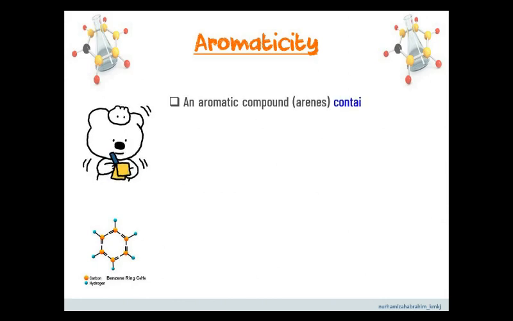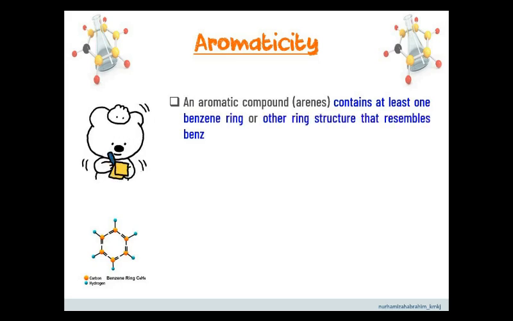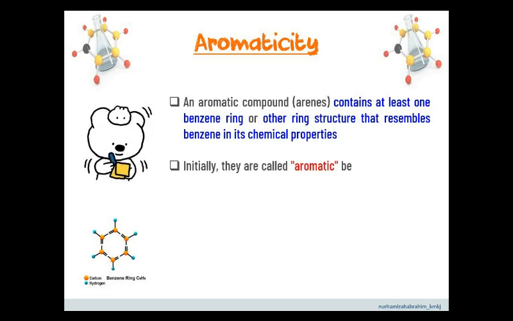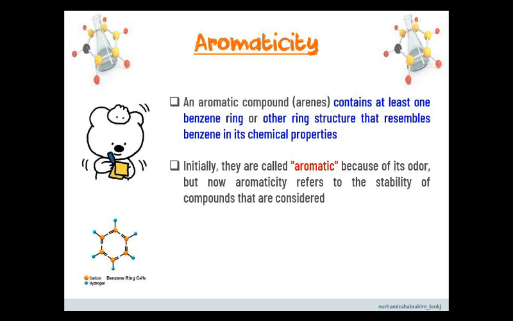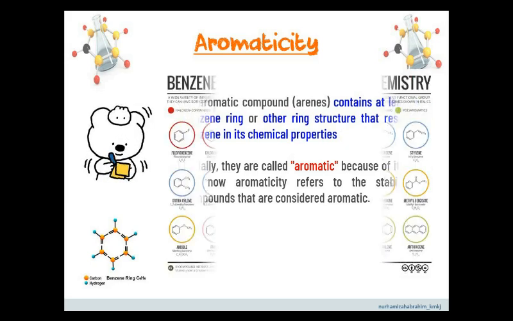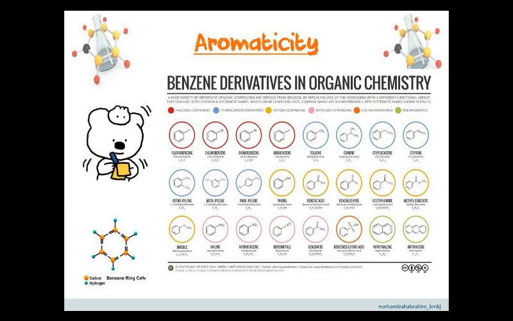An aromatic compound, or arene, contains at least one benzene ring, or other ring structure, that resembles benzene in its chemical properties. Initially, they were called aromatic because of their odor, but now aromaticity refers to the stability of compounds that are considered aromatic. These are examples of aromatic compounds, which are benzene derivatives.